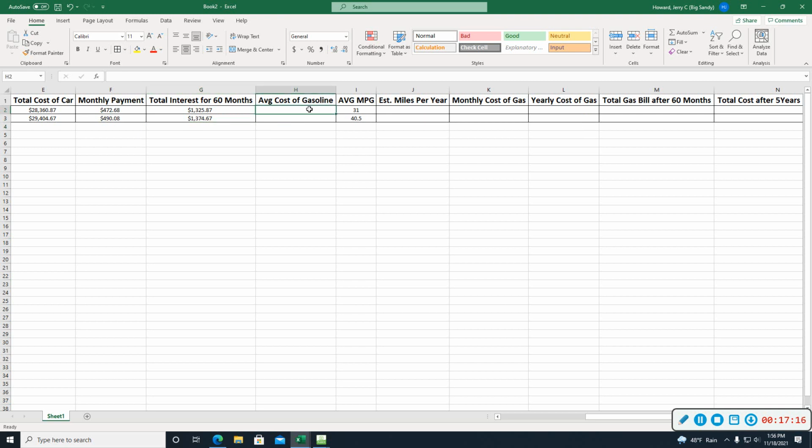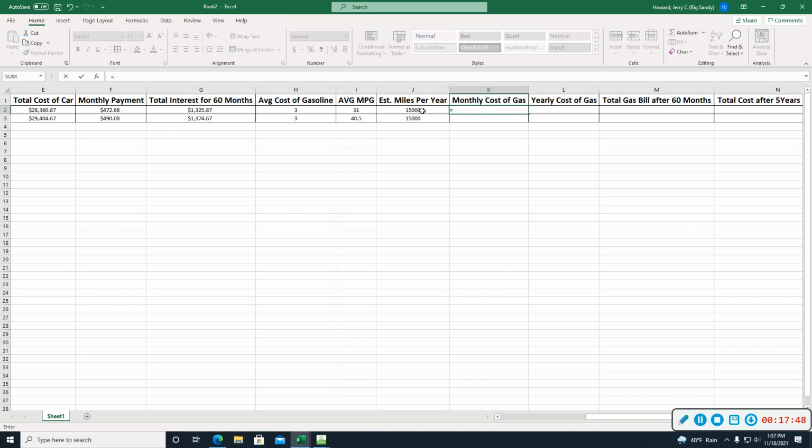Average cost of gasoline, we're just going to say $3 a gallon, just an estimate. And we knew what the average miles per gallon, because we looked it up. These are new cars, so you should be able to find that pretty easy. Estimate miles per year, the estimate is 15,000 miles per year is average. Okay. Monthly cost of gas, so this is easy. Click on here, equals. So I want to do estimate miles per year. So hit monthly cost of gas.